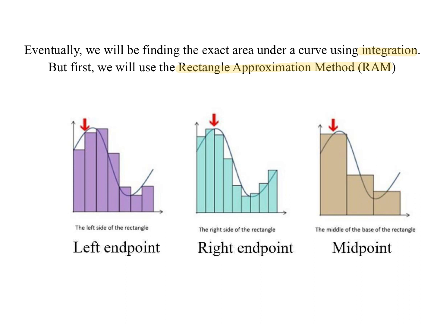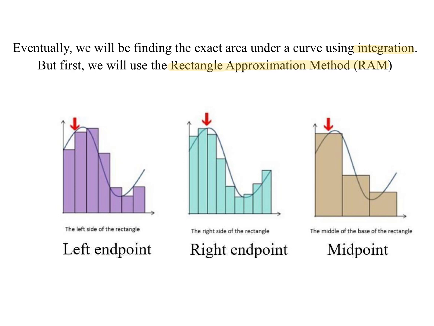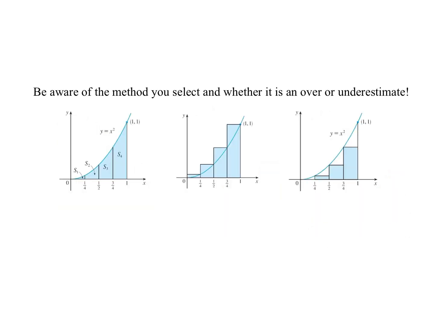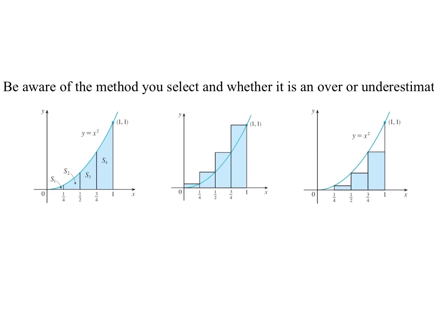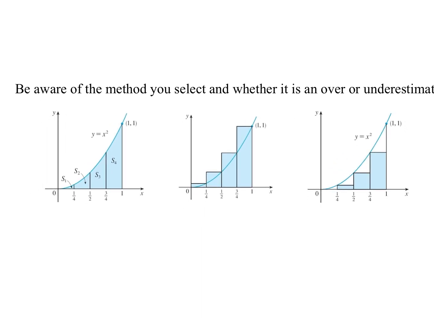Depending on what your curve looks like, sometimes one approach is better than others. Sometimes it will over approximate and sometimes it will under approximate. So sometimes you have to be strategic in which one you decide to use. As I just mentioned, depending on the method we use, it may over or underestimate, so just be aware of which one you are using.